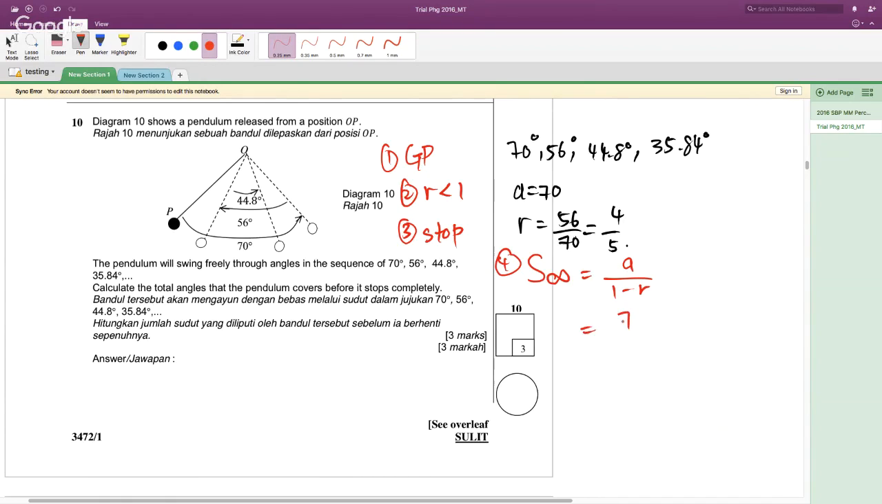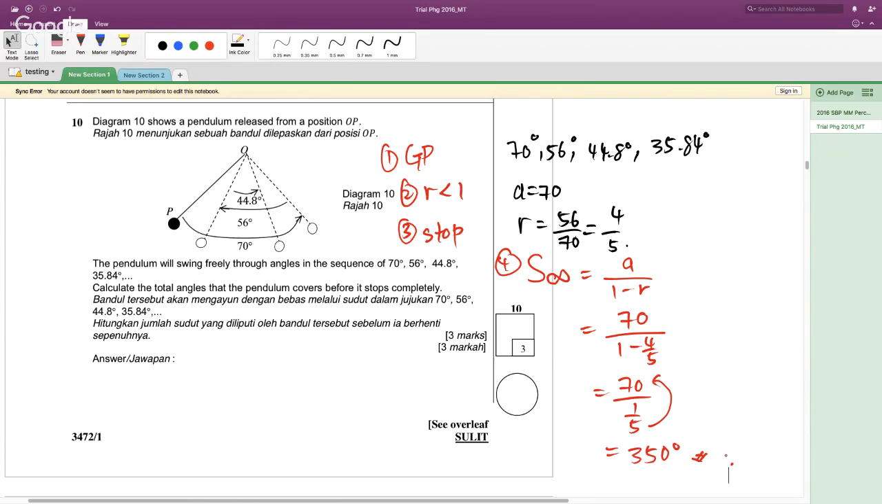So my A is 70 degrees, 1 minus 4 over 5. So you get 70 over 1 over 5. The 5 you multiply here, the total should be 350 degrees. Okay, this question is a bit tricky because a lot of students just don't think this is sum of infinity, but in fact, it is sum of infinity.